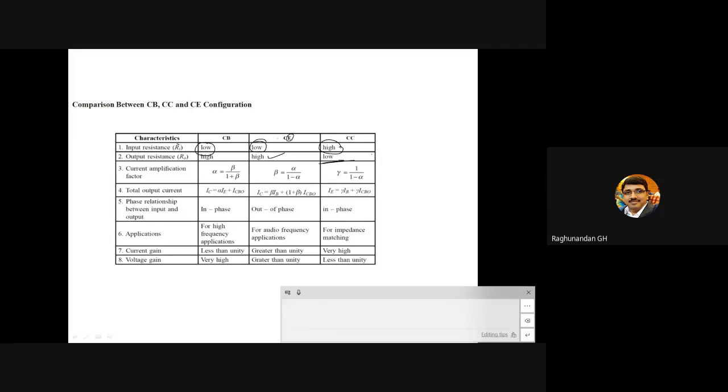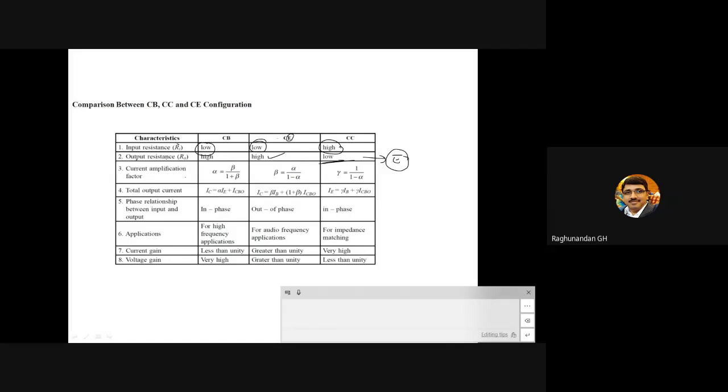Anybody? The base? No. At base we give input. We take the output across collector. Sorry, emitter. When you take the output across emitter, obviously our output resistance will be minimum, because we are collecting across emitter. And these are all the formulas which you should remember.